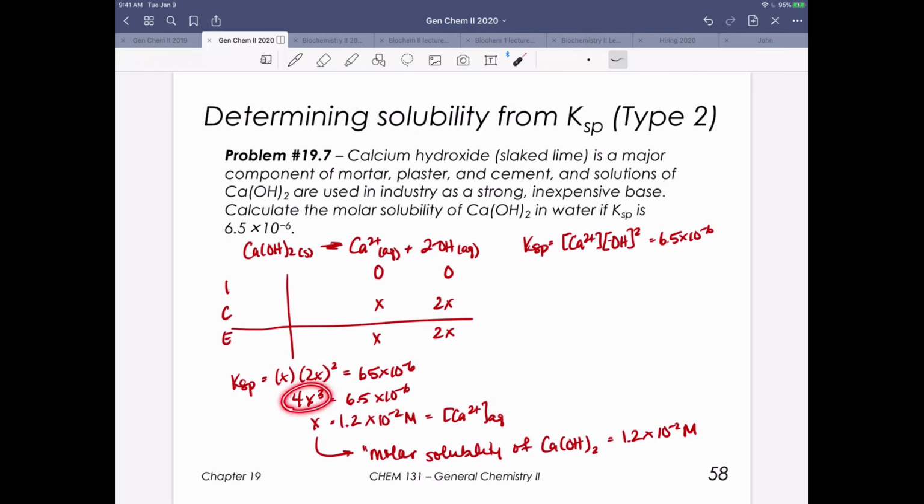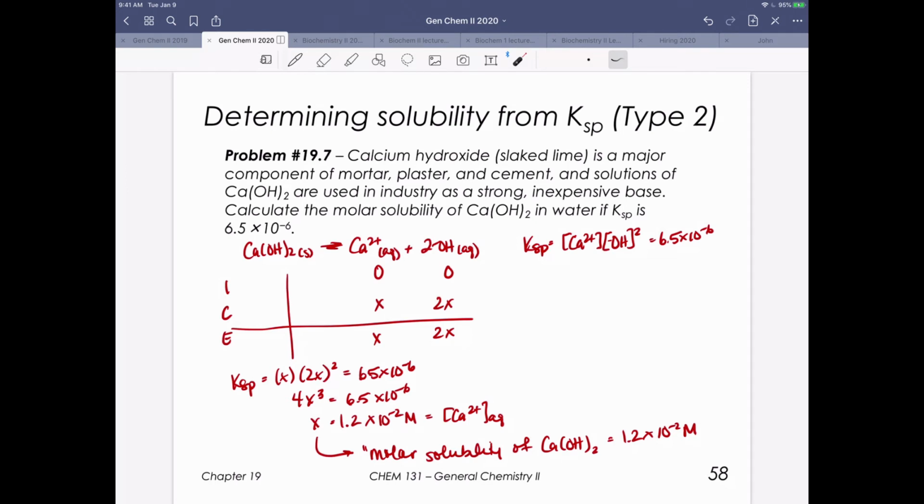Okay, so having 4x cubed equal to this, a little bit of algebra that we probably haven't seen yet, we're going to divide both sides by 4 to isolate the variable by itself, and then we need to take the cube root. So make sure that you know how to do both of those in your calculator. Solve for x, which is 1.2 times 10 to the minus second, and remember, solving for x is solving for the molar solubility of calcium hydroxide.